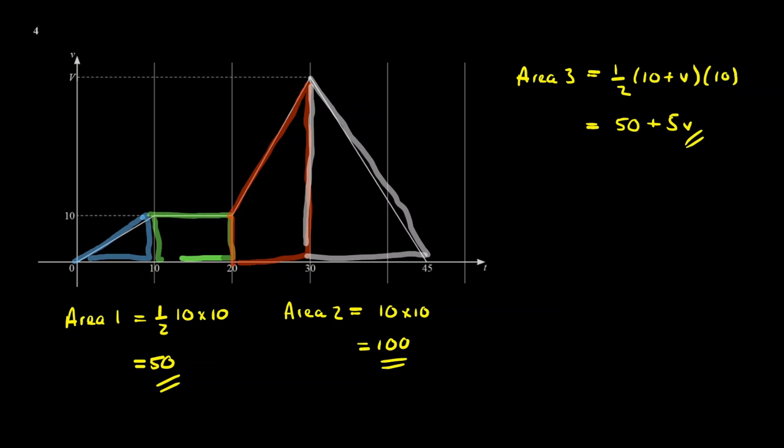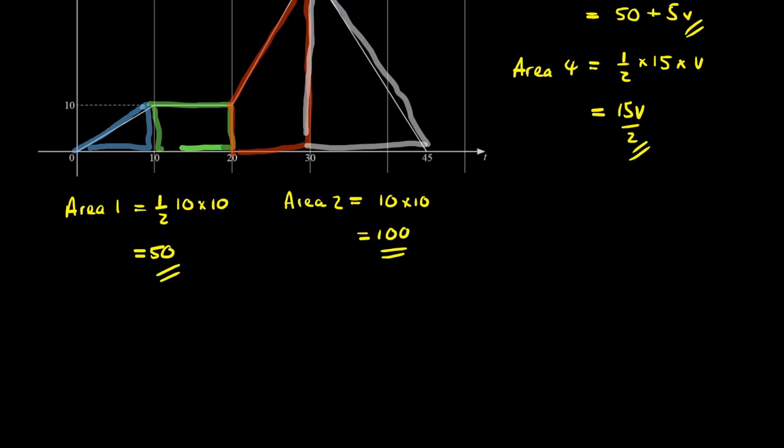Okay. All right, then we'll do area 4, which is our white triangle. So our white triangle is going to be a half base times height. There's a half. The base is 15. And the height is v. All right, so we're going to have 15v upon 2. Okay, well then the key thing is really to add all these up and say that they are equal to 800. So if I add them up, I'm going to get 50 plus 100 plus 50 plus 5v plus 15 upon 2v is equal to 800.